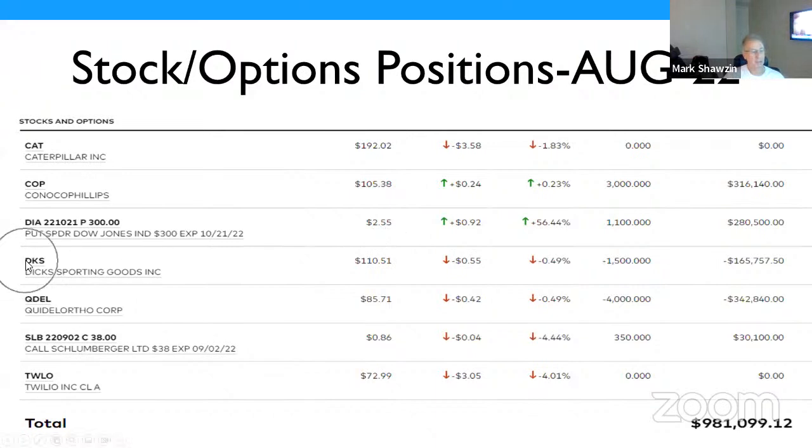I'm also short Dick's Sporting Goods. I'm also short this stock called QDEL. I'm long some call options in Schlumberger, and then I'm short in Twilio, which also went down today. So I'll go through some of these trading things.